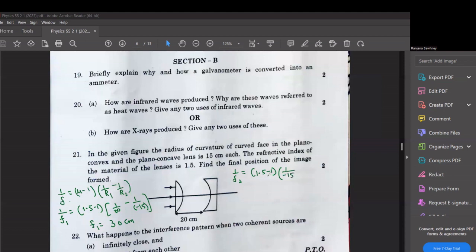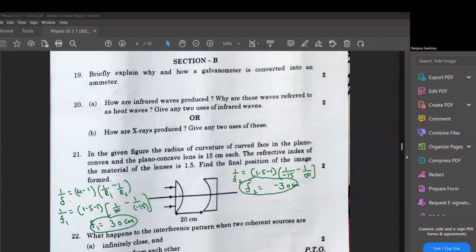And r2 here is, as it's a plane surface, so it will be infinity. And 1 by infinity is 0. So on simplifying it, we get f2 to be minus 30 centimeter. So here we got the focal length of the plano-convex lens and the focal length of the plano-concave lens. Now, let's find out the final position of the image.